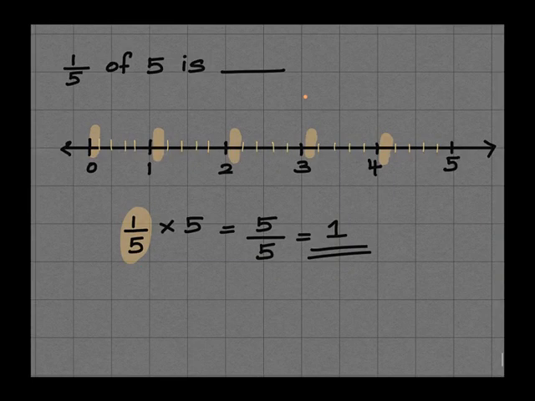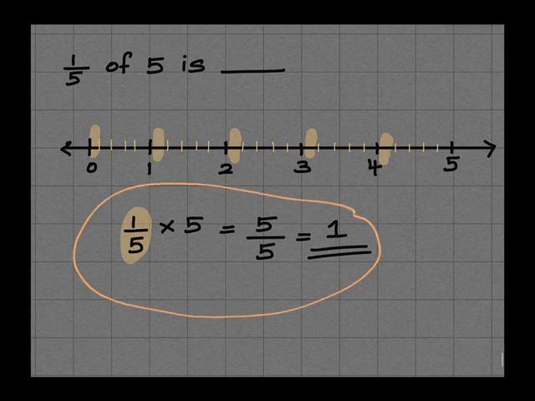The next question is, 1/5 of 5 is what? For such a question, we just replace the word "of" with a times sign and just multiply. Like 1 times 5 is 5, and the denominator 5 goes below. And we know that 5/5 is 1. So that is what we usually do, and that is what I have shown here.